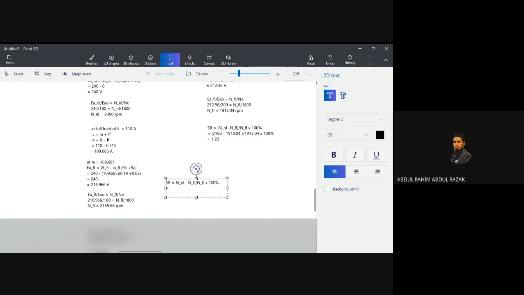Bear in mind when you perform your calculation during the exam, for one question please try to finish within 40 minutes, with 5 minutes for you to come back and cross-check. If you take too much time, it might drag your time to answer the other questions. How much are these values now, the speed regulation?